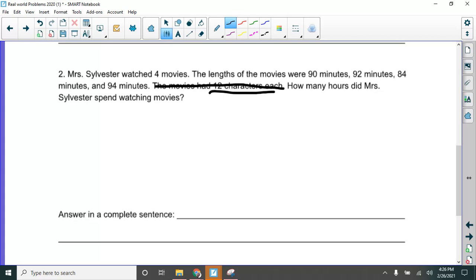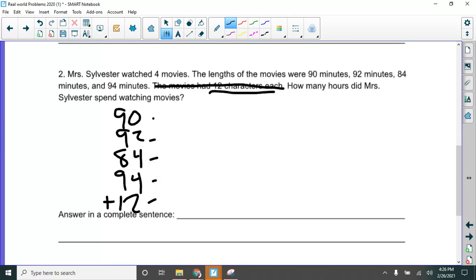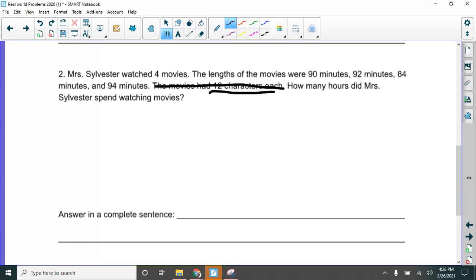This is a piece of irrelevant information because somebody might have tried to add 90 and 92 and 84 and 94 and 12. You can't add minutes plus minutes plus minutes plus minutes plus characters. That doesn't work, right? We have to have all minutes. And in fact, I wouldn't stack that many numbers. Once you start stacking 4 numbers, you start making mistakes. Let's do this part first.